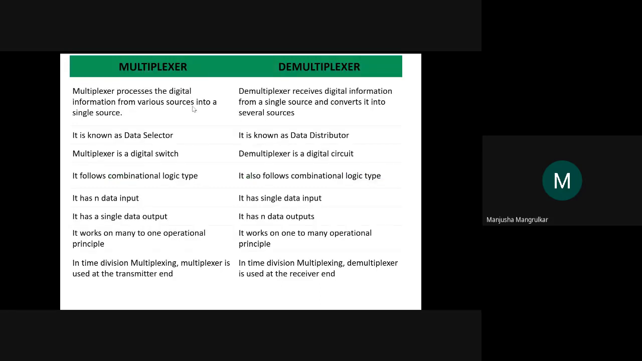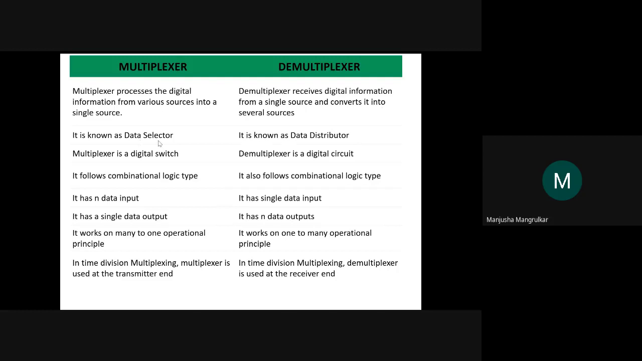Now in words we will see the difference. A multiplexer processes digital information from various sources into a single source, right? Just like a boss who has subordinates, he can collect the information from various sources into a single source. A demultiplexer receives digital information from a single source and converts it into several sources. Only one person is giving information and it is distributed to several sources.